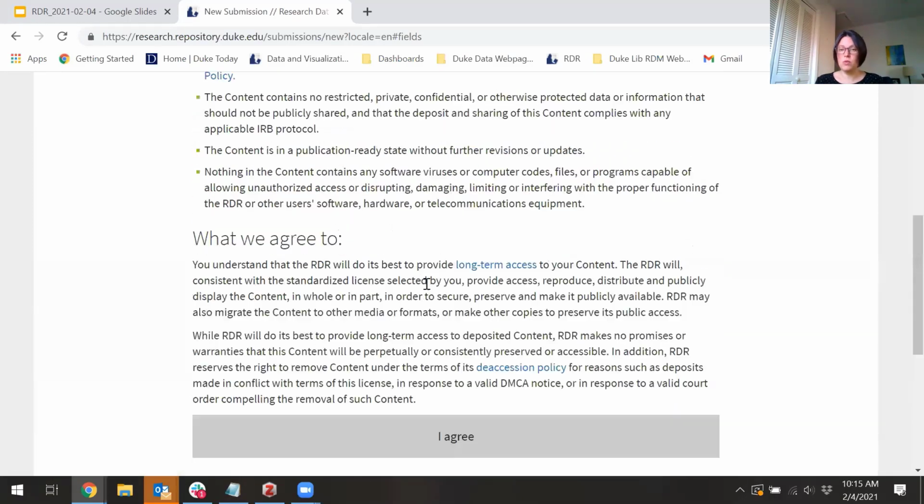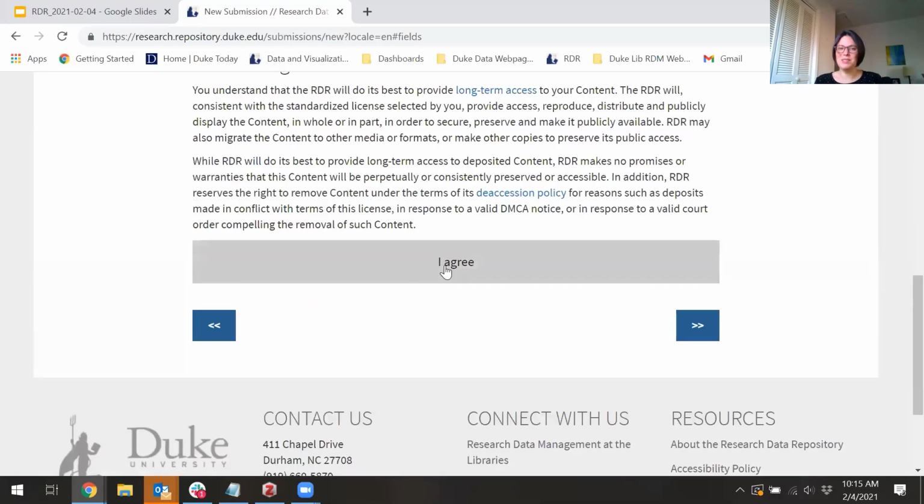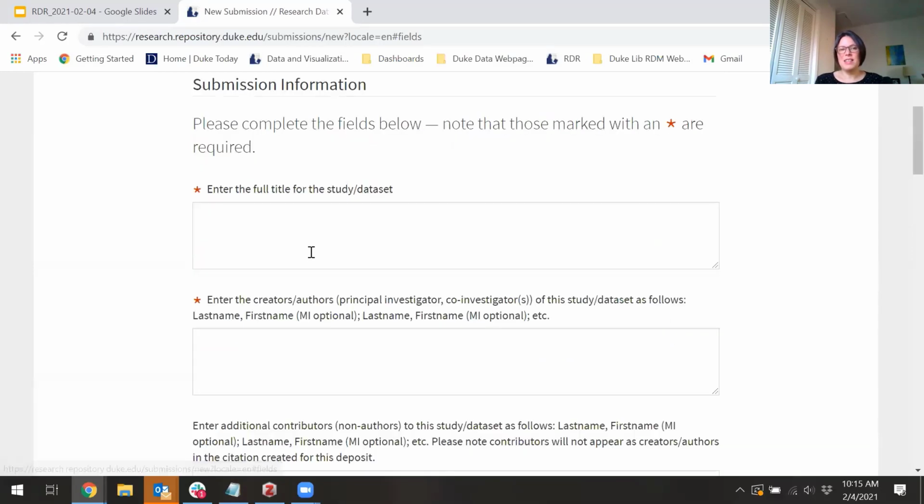So this says what we expect from you all and what you can expect from us. And then this is where you're going to put in your general metadata for your data set. So this is kind of that standardized metadata I was talking about.